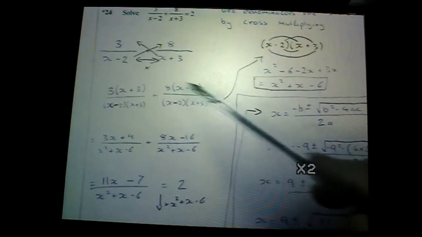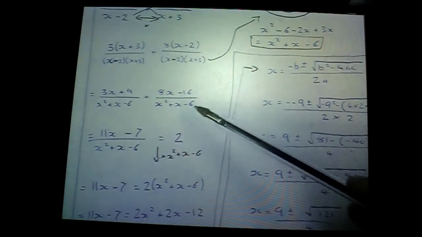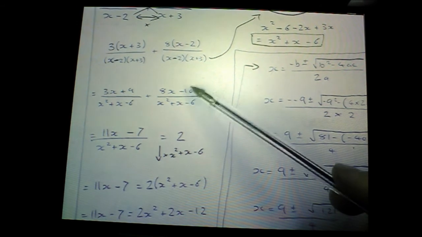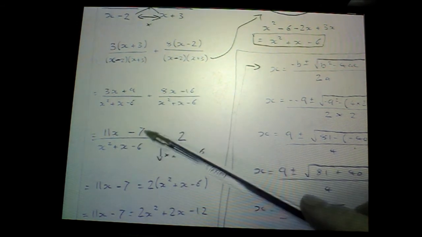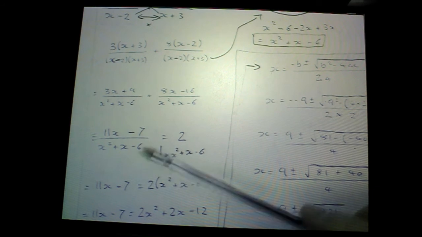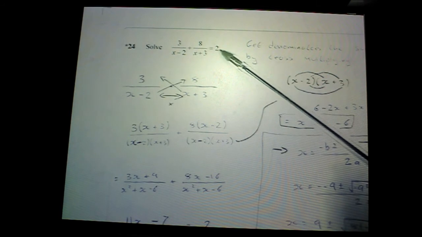Multiply the brackets out on top, so we end up with this. And like any good fraction, once your bottom numbers are the same, you just add the top numbers. So 3x add 8x is 11x, 9 take 16 is minus 7 over that. And let's go back to the original question. It equals 2. So we're trying to solve it.